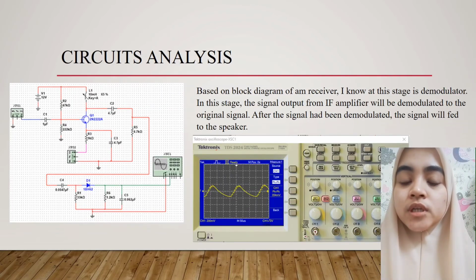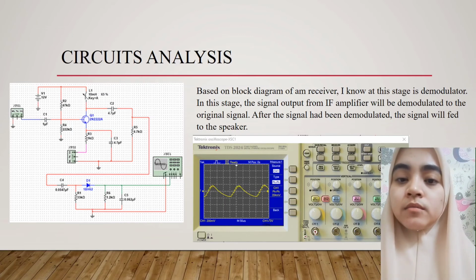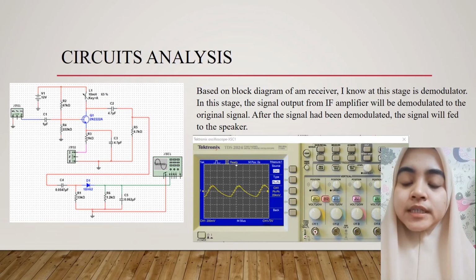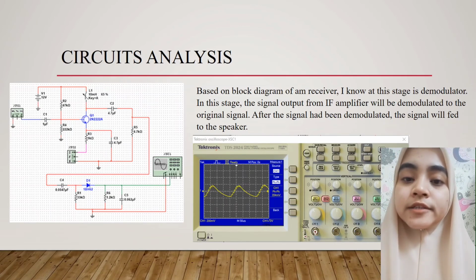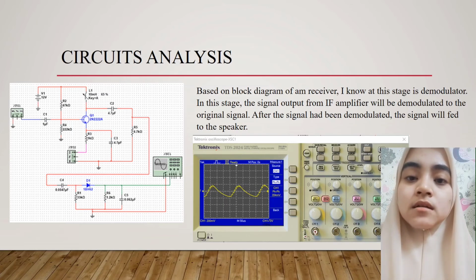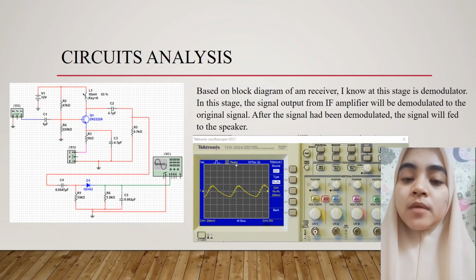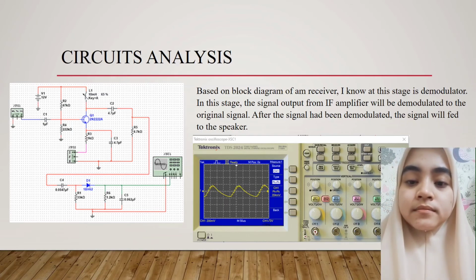Lastly, we go to demodulator. Based on block diagram of AM receiver, I know at this stage is demodulator. In this stage, the signal output from IF amplifier will be demodulated to the original signal. After the signal has been demodulated, the signal will feed to the audio amplifier, then will feed to the speaker.